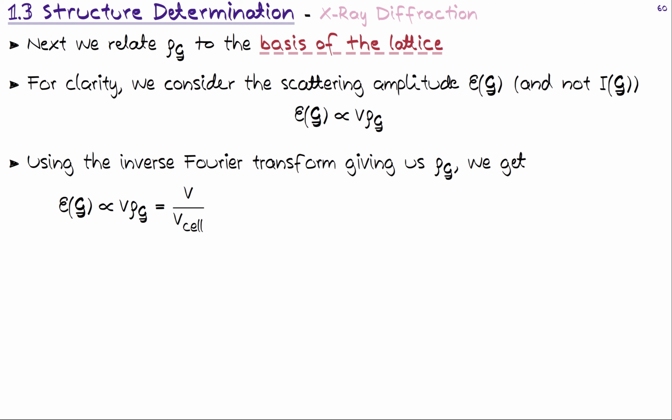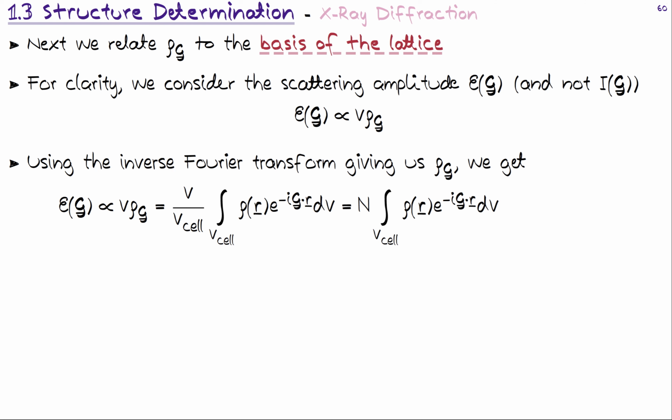So we are integrating over the unit cell of our structure, and in the integrand we have rho, our electron density, times exponent minus i times G, the reciprocal lattice vector, times R. And we are integrating over volume here, dV. We can simplify the notation. We can define that V divided by V cell is capital N. And then we are left with an integral of the given form.